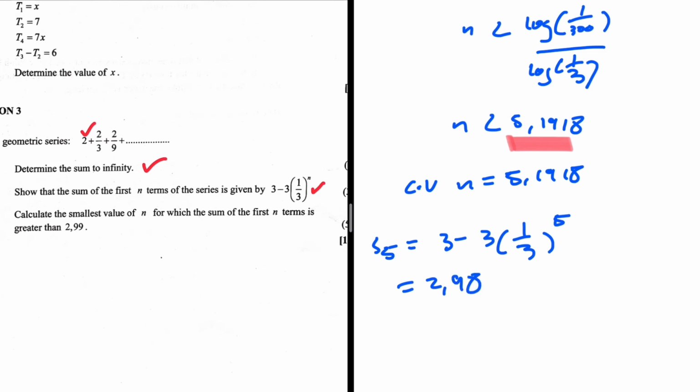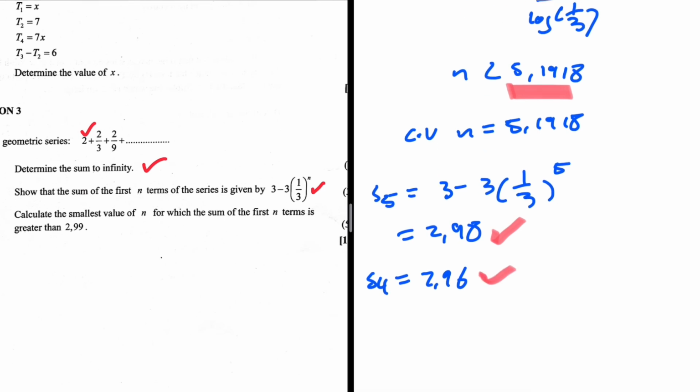When I substitute 5, I get 2.98. Okay, let me try substituting 4. When I substitute 4, I get 2.96. As you would expect, right? If the sum of the 5 terms is 2.98, then you would expect the sum of the 4 terms to be less than that, given that they are both positive. They are all positive, those terms.